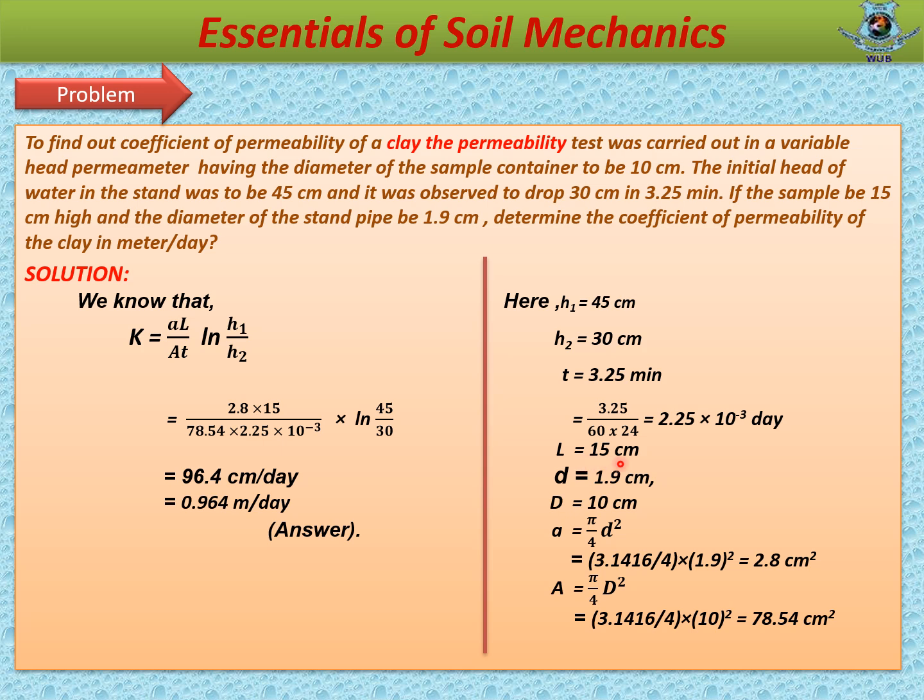L equal to 15 cm. Small d equal to 1.9 cm. So area A equal to pi by 4 into d square equal to 2.8 cm. Capital D equal to 10 cm. And area A equal to pi by 4 d square equal to 78.54 cm. Replacing all these values in this equation, we get K equal to 0.964 meter per day.